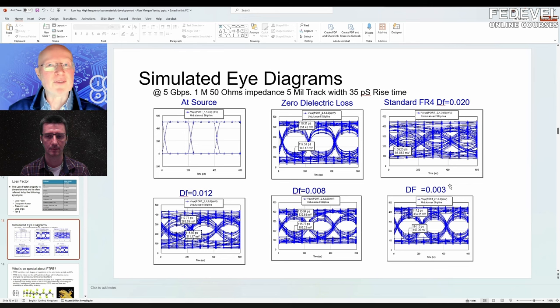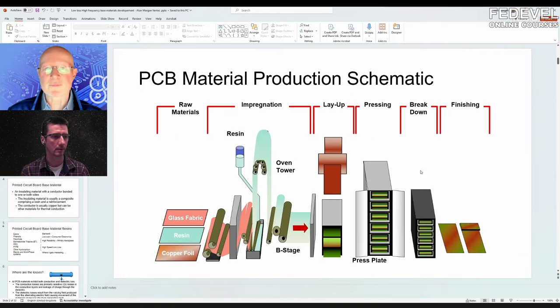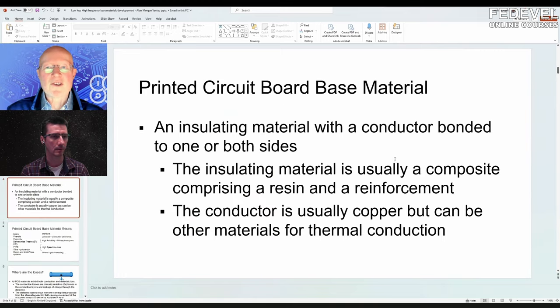So the material is basically made of three parts. If I can just go to a slide to explain the way the materials are built up. Yeah, okay, it will be helpful. So let's just come to here. So we can think of a printed circuit based material. This is a kind of definition. So we have an insulating material with the conductor bonded to one or both sides. That's the first thing. So insulator and conductors.